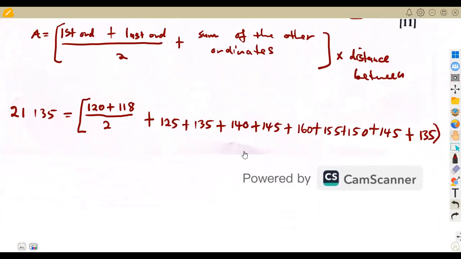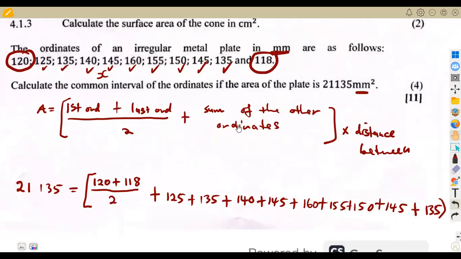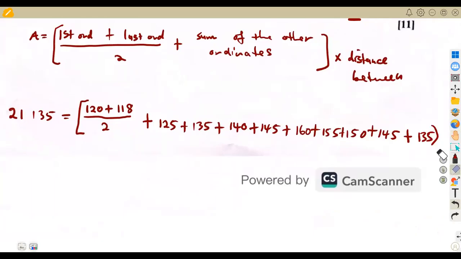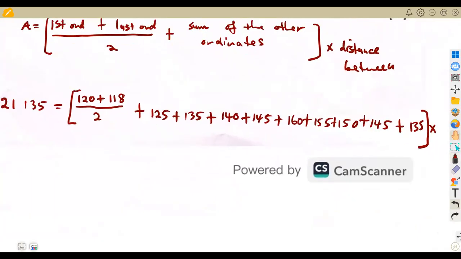All right, so we have got 135 there. Okay, so these are the ordinates, the remaining one. But like I said, we must multiply by the distance between these ordinates. We can just call it x, okay? Just call it x, then you can simplify further.